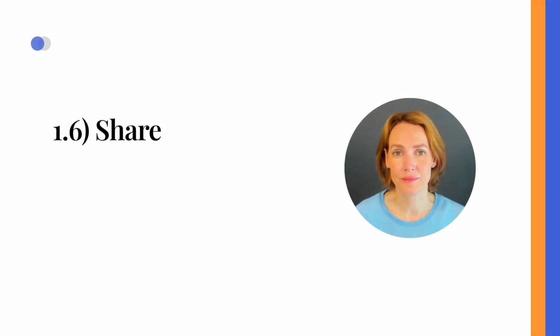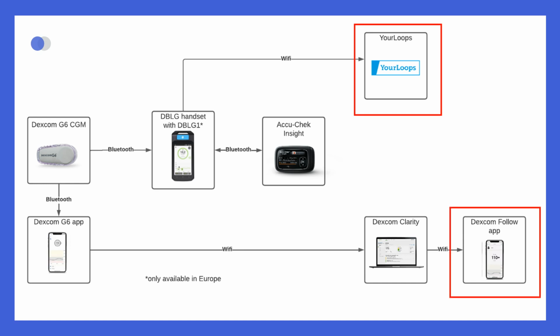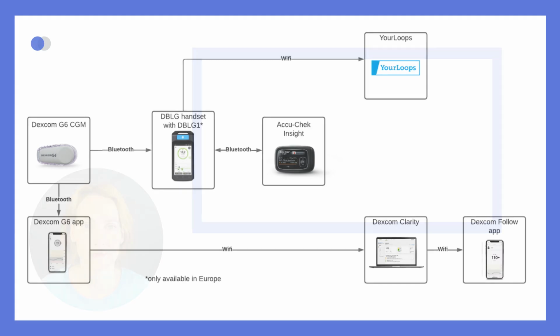1.6. Share. With Diabeloop, you have the option to share insulin and glucose data with your healthcare provider and family members via your loops and Dexcom Follow. Real-time monitoring of glucose values is possible for both parties. The DBLG-1 handset remains continuously connected to your loops through its built-in SIM card, eliminating the need for manual data retrieval. Data transmission from the handset to the Your Loops cloud occurs every 5 minutes via Wi-Fi and 4G provided by the SIM card. Please be mindful that automatic data upload may consume your data plan.